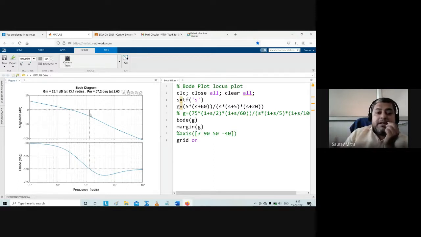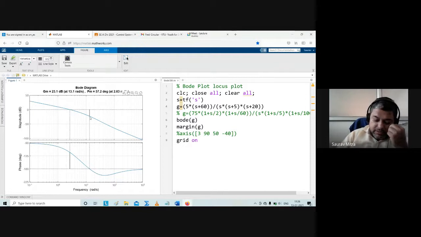So what is meant by margin? At phase crossover, the gain is minus 23.1 dB. That means even if you increase the gain by 23.1 dB, the system will still be stable. Can anybody tell me how much is 23.1 dB in ratio form? How to convert that? 20 log x is equal to 23.1. That means log x is equal to 23.1 by 20, which is 1.155.